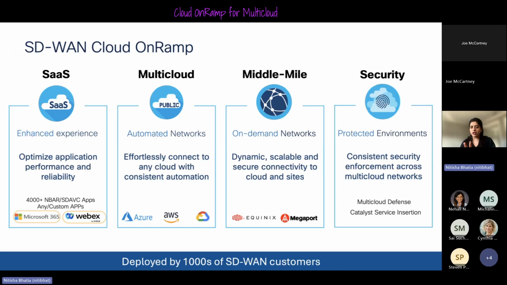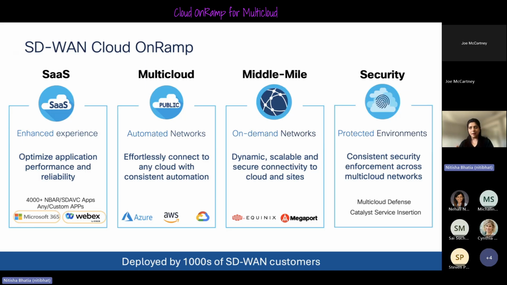The other two pieces which kind of coexist are Cloud on Ramp for multi-cloud and Cloud on Ramp for middle mile. With multi-cloud, what we do is help you automate bring up of infrastructure inside the cloud. So you can bring up your routers and you can even bring up Azure vWAN, or for other cloud providers, similar constructs, and build your network from the on-premise branches and data centers onto your cloud edge locations in a very quick and easy to understand and easy to follow way. And again, this is something that is unified across the three clouds. We'll talk more about it today.